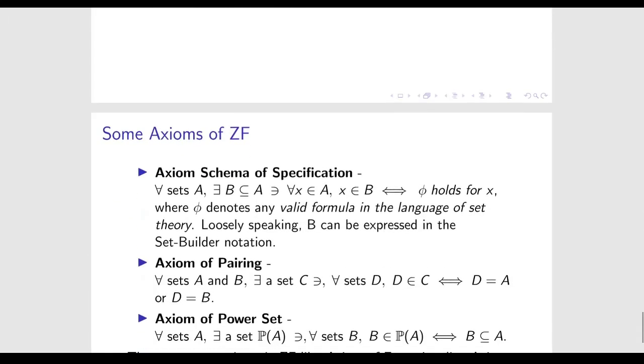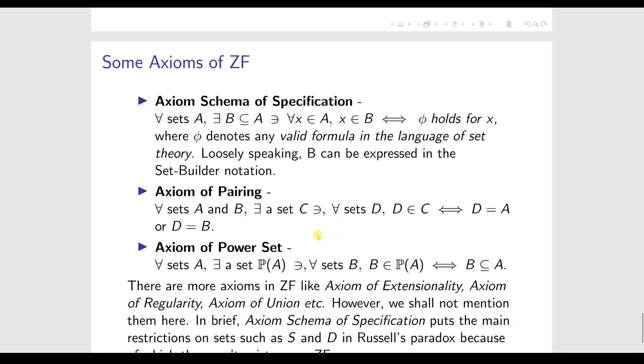Here are some axioms. Axiom schema of specification. For all sets A, there exists a subset B of A such that for all x belonging to A, x belonging to B if and only if phi holds for x. Now, phi here does not denote the empty set, okay? It denotes any valid formula in the language of set theory. By any valid formula, we mean a condition. Very loosely speaking, a condition. Again, we can very informally say that for this B, it must be expressible in the set builder notation.